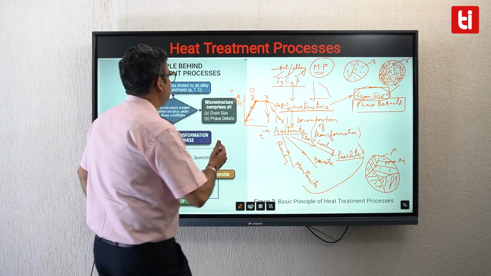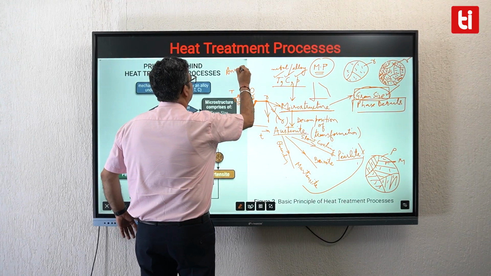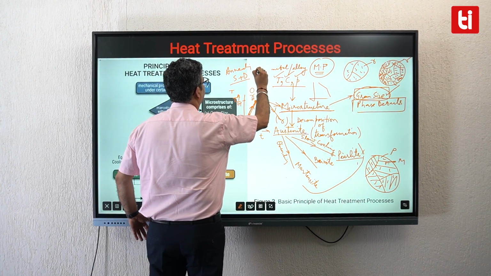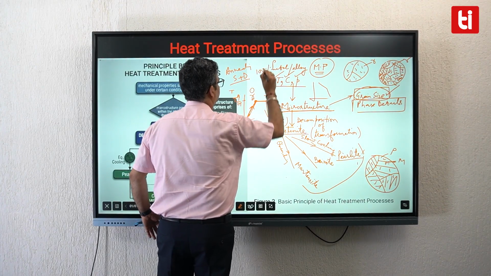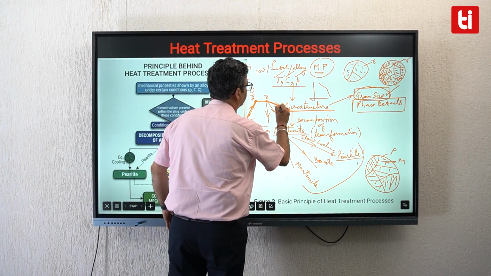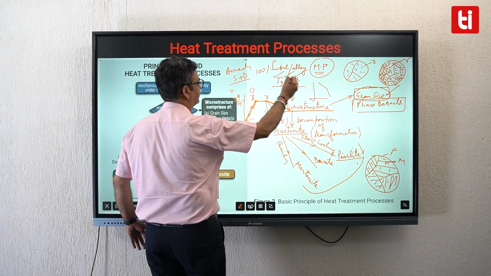So like I named a process called annealing. You know, in annealing, you have to make a steel very soft and ductile. That would come through 100% pearlitic structure. So you heat, hold, very slow cooling. It is during equilibrium cooling that austenite transforms to pearlite.